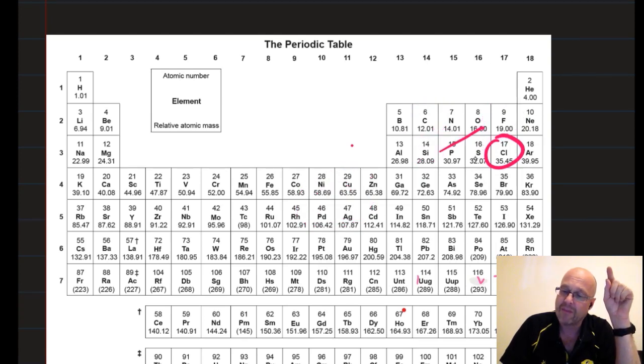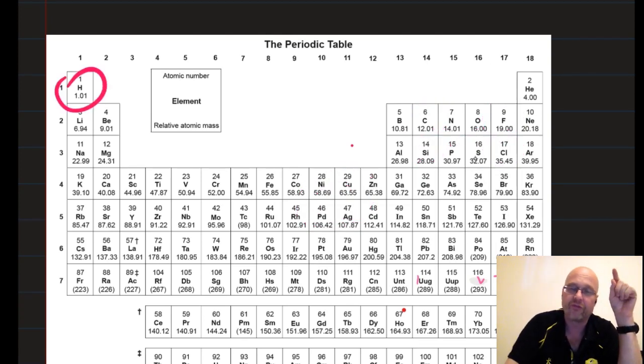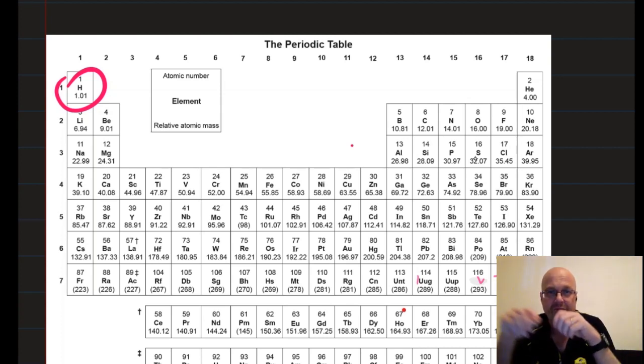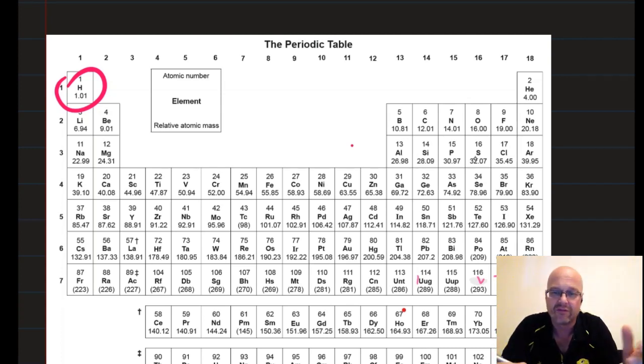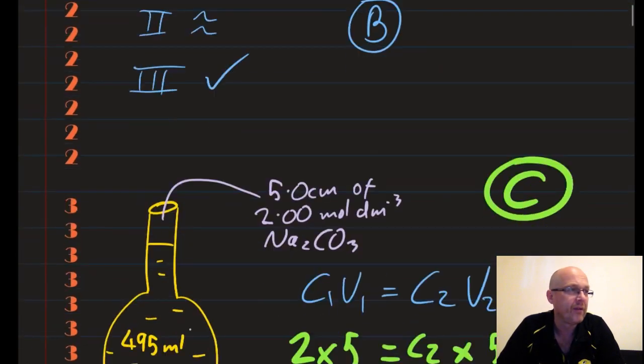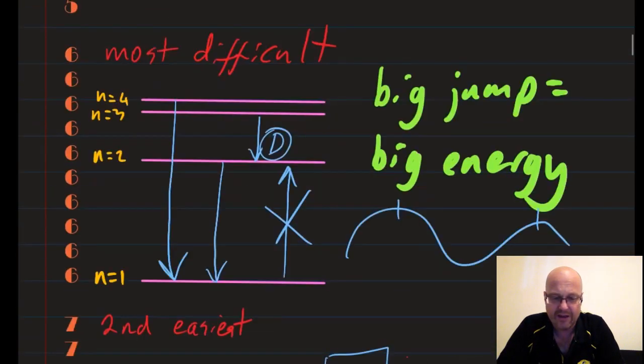How have they cocked it up in the past? They've chosen hydrogen, which is way over there, and the distance rule doesn't really work because hydrogen's in a strange place. A bit like we all are with the pandemic. So 10 is C.